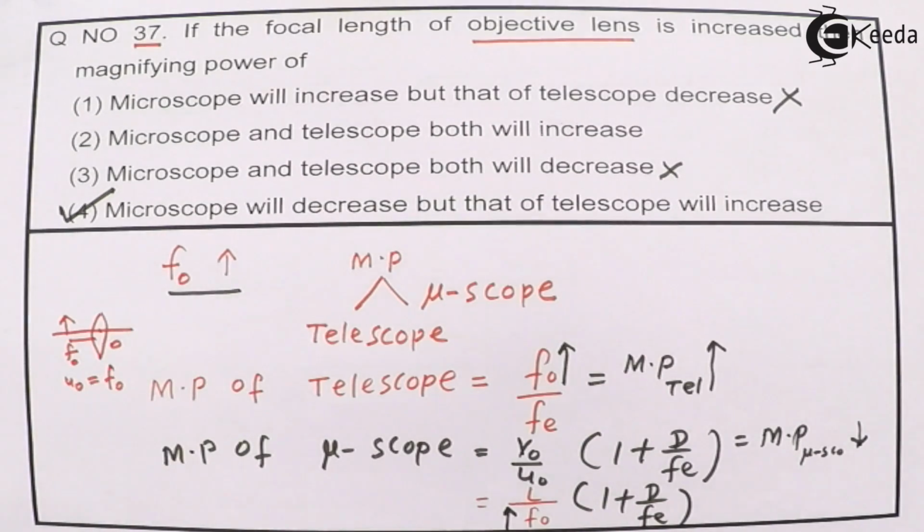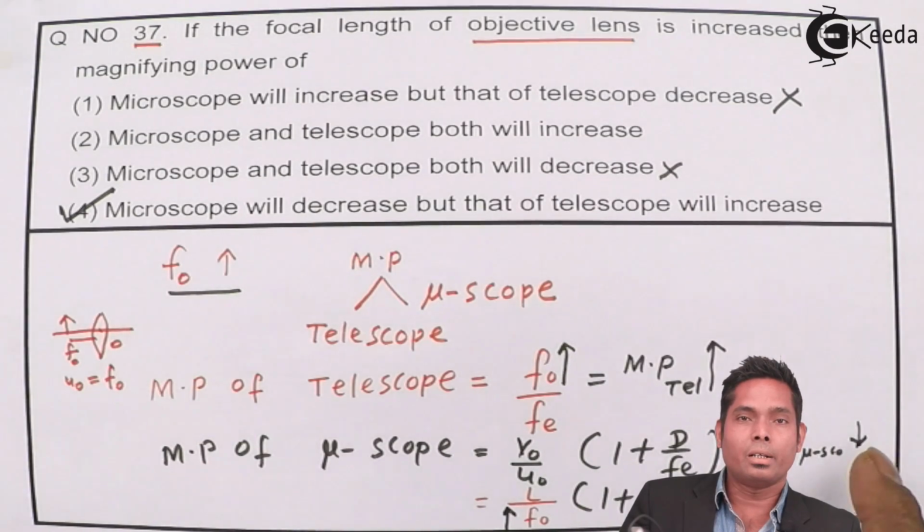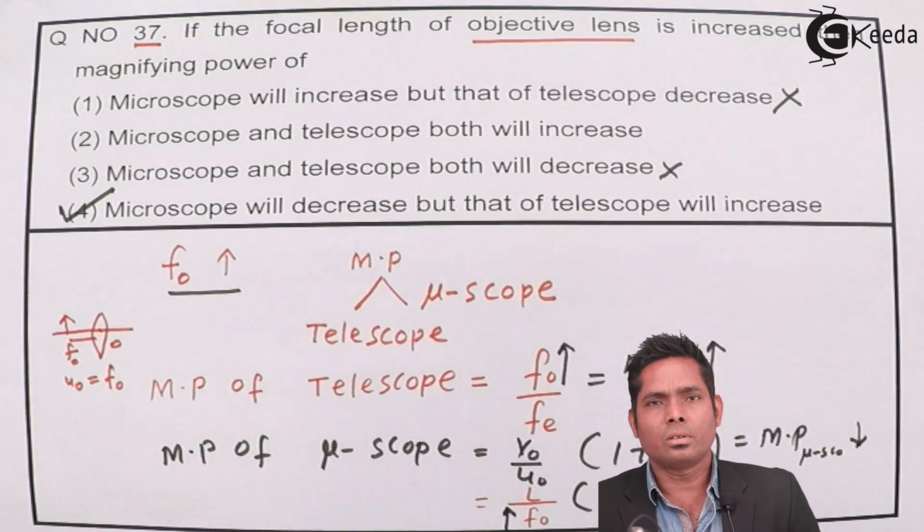Okay. So the magnifying power of microscope will decrease and that of telescope will increase. So this is the answer to this question.